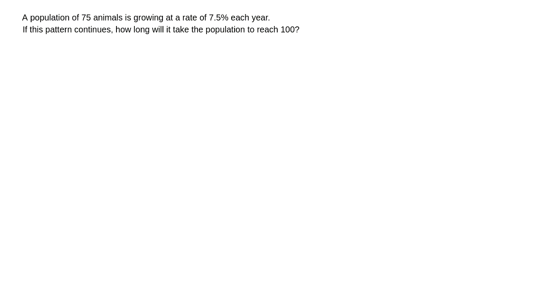Remember that your exponential growth formula is y equals a times b to the x power, where a is your initial amount, b is your growth or decay factor, and since this is a growth problem, b is 1 plus the rate. If it had been a decay problem, it would be 1 minus the rate. And then x is time.